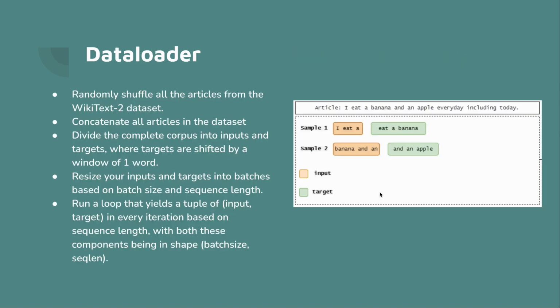Unlike previous homeworks, instead of defining a custom dataset class, we will be defining our own data loader class that inherits functionality from PyTorch's inbuilt data loader class. Since our task is that of language modeling, where we predict the next token, our targets are the input sequences shifted forward by one time step to the right. Looking at the example here, if our article is "I eat a banana and an apple every day, including today", for a sequence length of 3, a sample could be "I eat a", and its corresponding target would be "eat a banana".